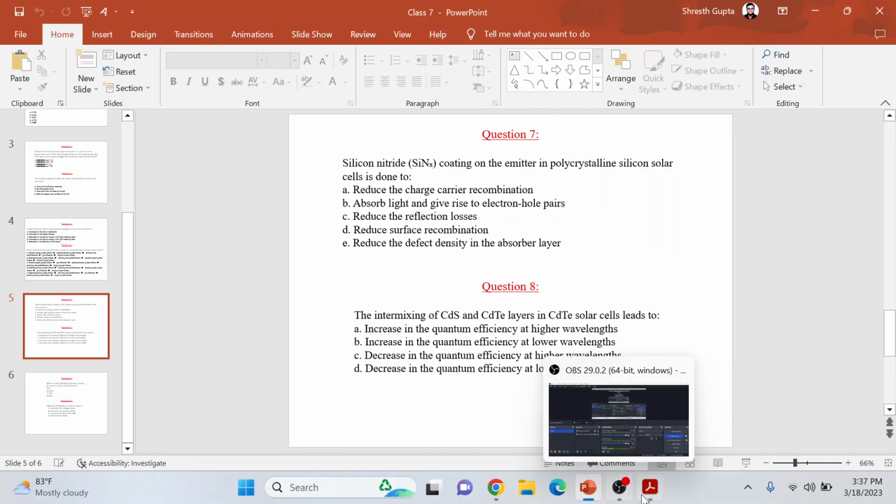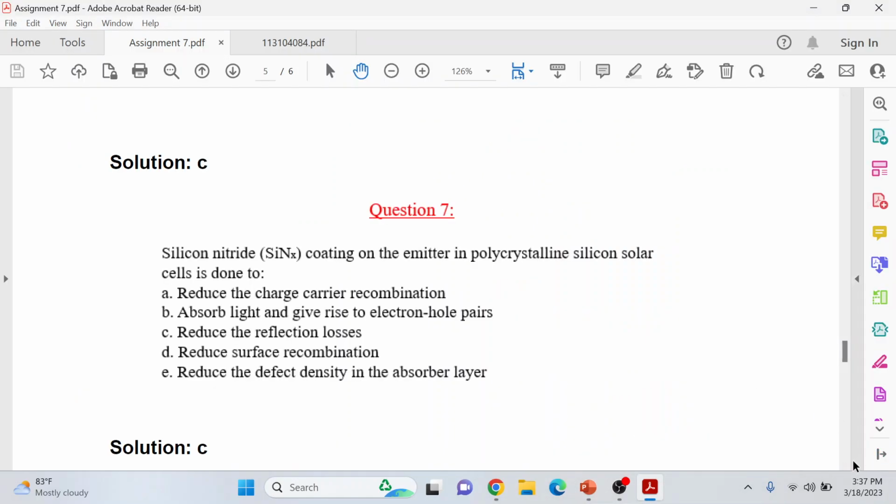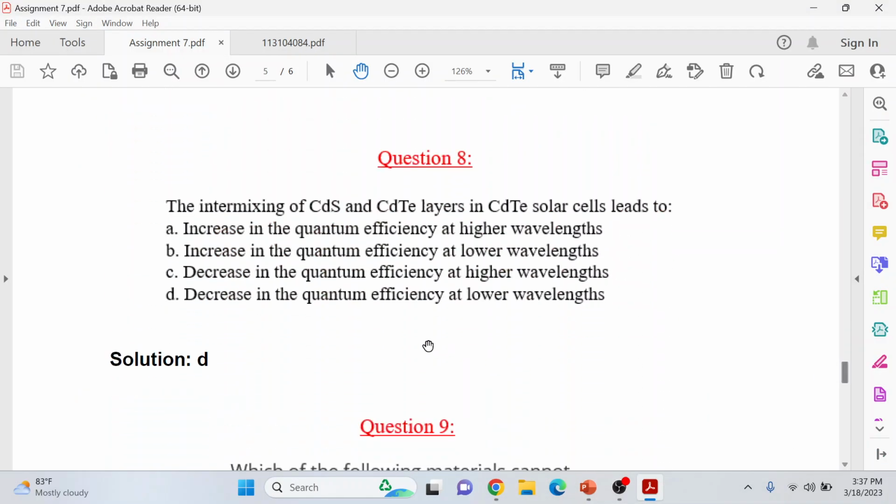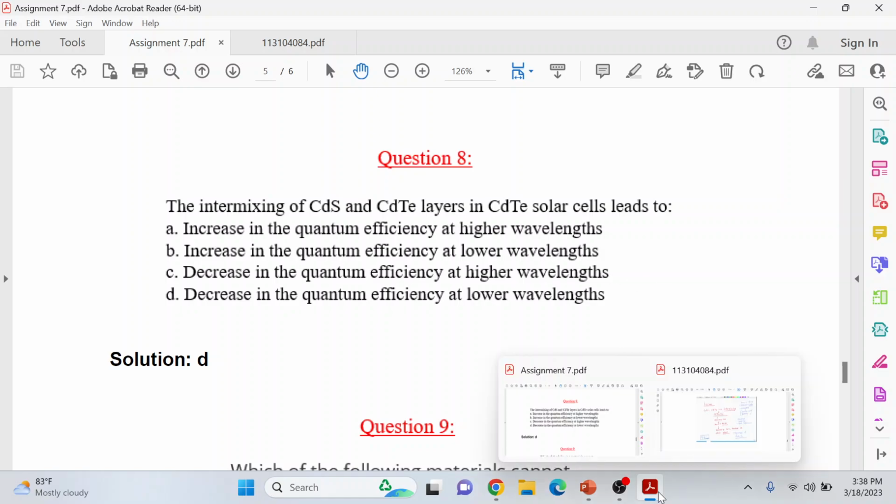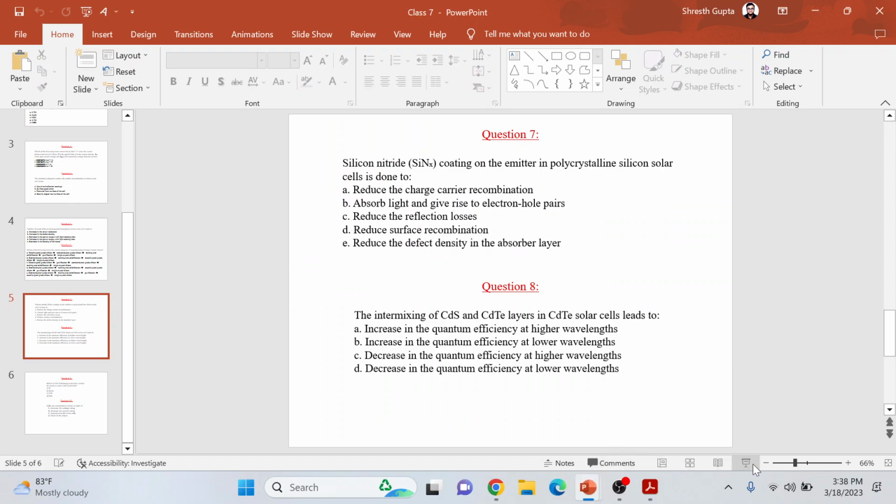Let's see what happens. So the answer to question number 8 is D. The intermixing of CdS and CdTe layers in the CdTe solar cell will lead to a decrease in the quantum efficiency at lower wavelengths. This is based on the band gap concept, as Mele already said, which is already explained in the class. You can see my previous class recording, where I explained which is the right material and what the band gap domain is, which is really necessary in order to design a solar cell.